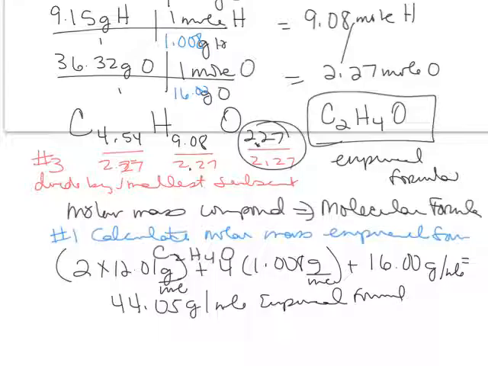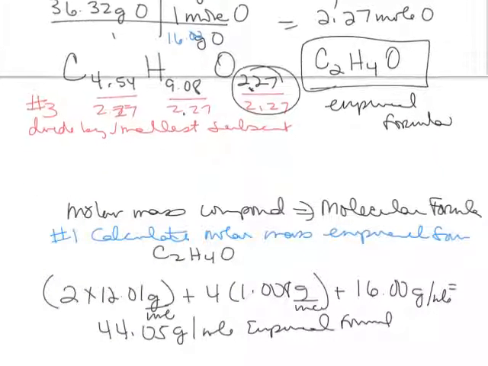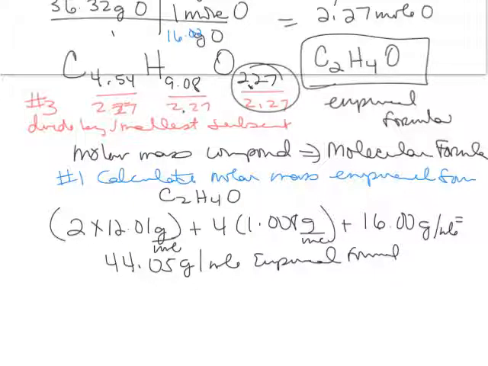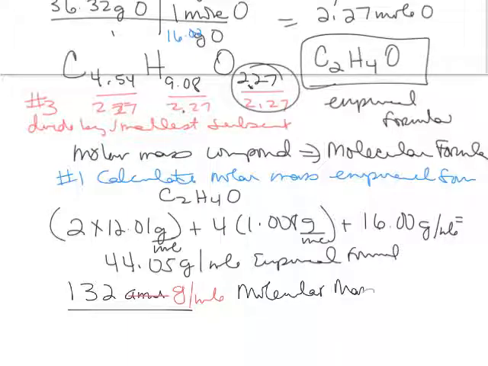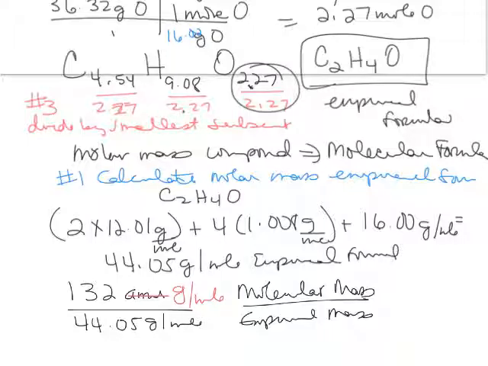Now you were given in your problem 132 atomic mass units. This is interchangeable with grams per mole, so I just go ahead and write grams per mole when I see it. And now you divide: you're taking the molecular mass and dividing it by the empirical mass, 44.05 grams per mole. And it's going to be unitless.